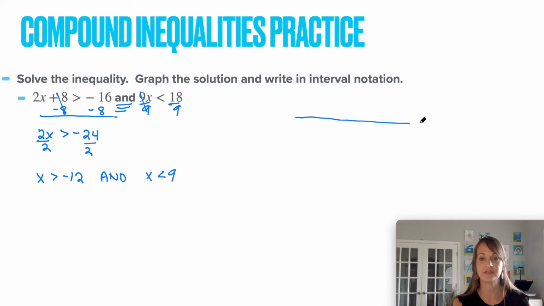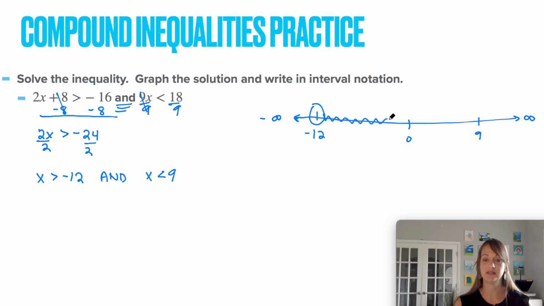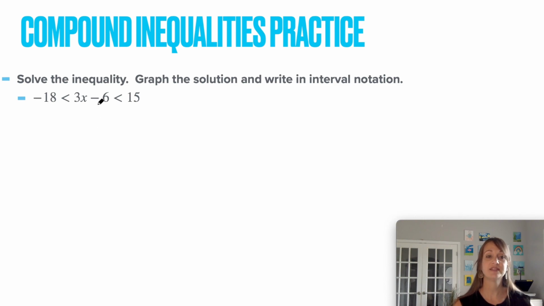So if you were to graph this, I would have -12 over here. Here's -infinity. I would have 9 over here. I need everything that is greater than -12, so I'm going in this direction. But at the same time, I need everything that is less than 9, so I'm going to the left of that. So the answer would be everything that is contained in between. And if you were to write this in interval notation, it would be everything that goes from -12 up to 9. Now this is another and.